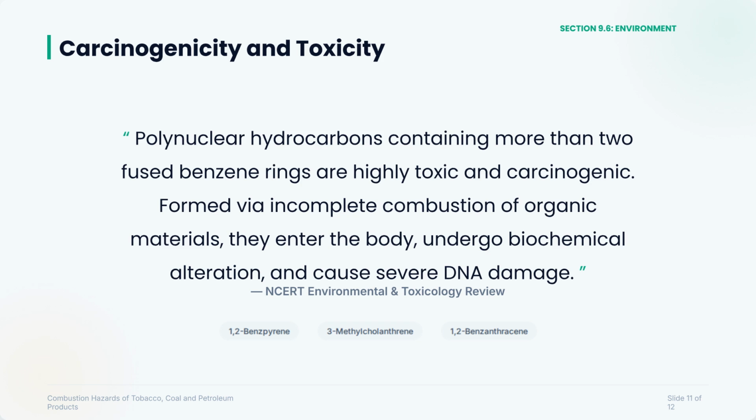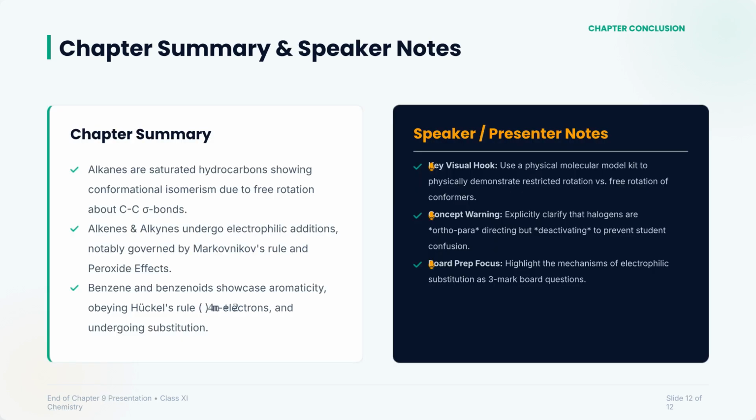Certain polynuclear hydrocarbons are toxic and carcinogenic. Formed during the incomplete combustion of organic materials, these compounds can enter the body and cause severe DNA damage. In summary, this chapter reviewed hydrocarbon classification, isomerism, reaction mechanisms, and environmental impacts. Focus your board preparation on electrophilic substitution mechanisms and directive group influences.